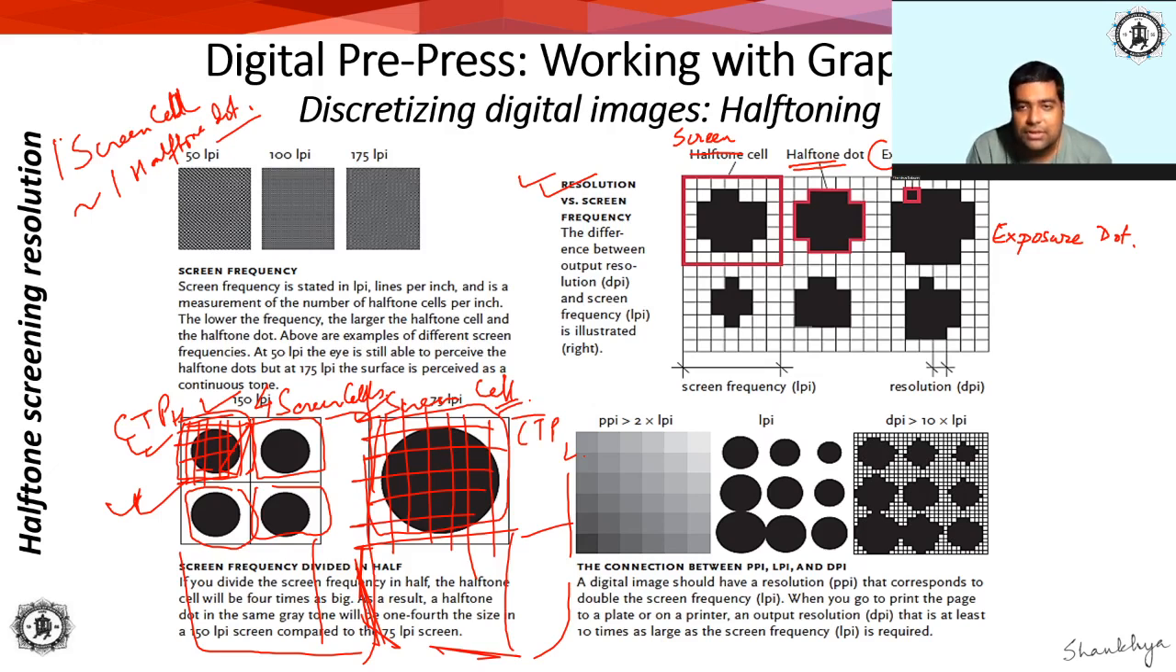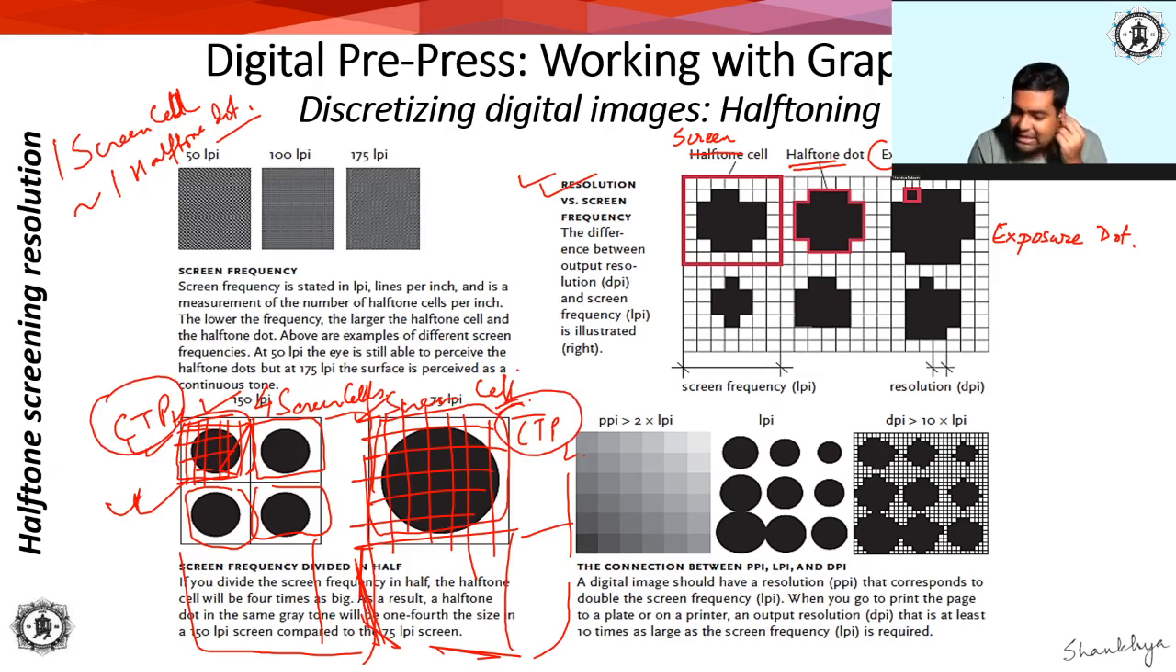Okay, understood this part. Now, the next part is what is known as the exposure dot. Yes, this is very important. Now we will slowly and steadily come to why I am saying that this CTP is higher resolution and this CTP is lower resolution. Now we will come to that concept.